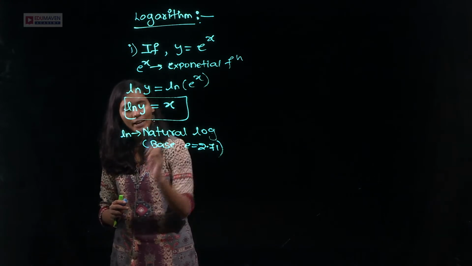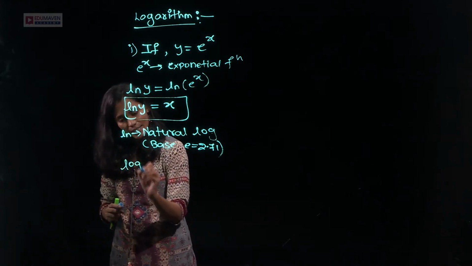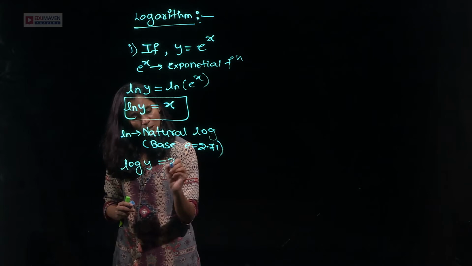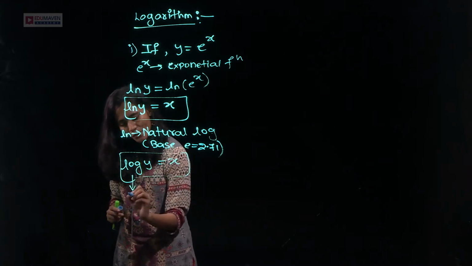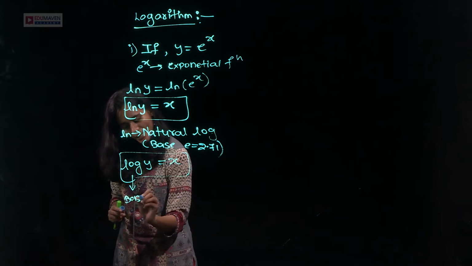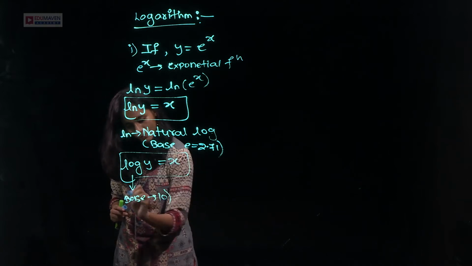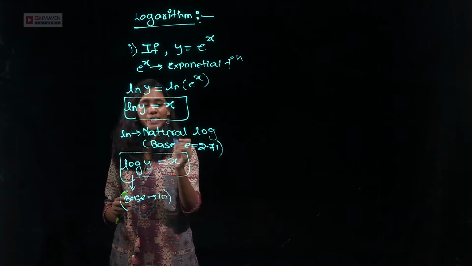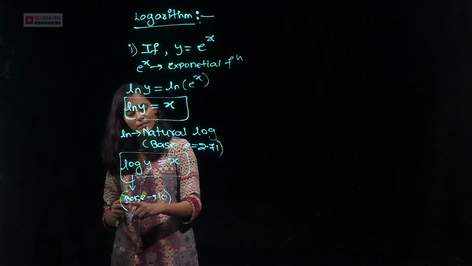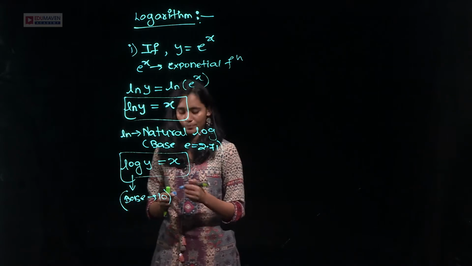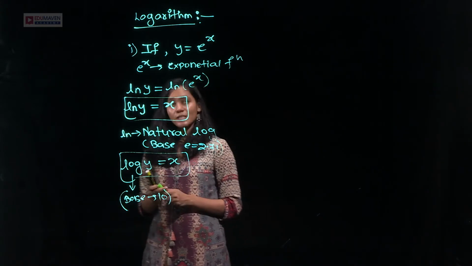This is ln of y, and sometimes we can write it like this as well: log of y is equal to x. Same thing. Here this log stands for what? The base is 10. Here we said the base is what? E, that means it is natural log, and if the log is written like this, that means the base is 10.